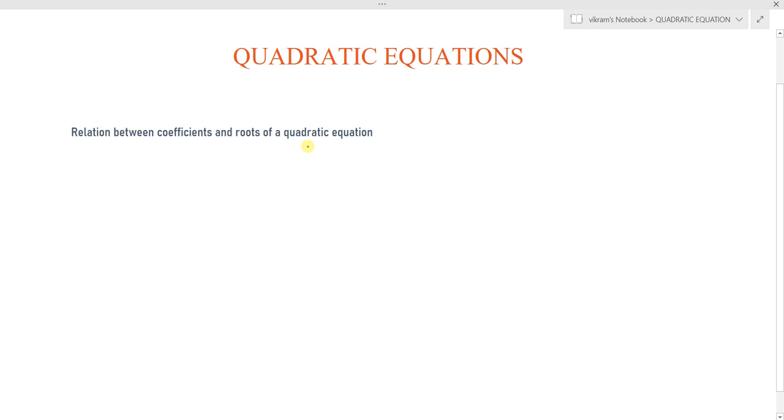In this lecture, we are going to learn about the relationship between the coefficients of the quadratic equation and the roots of the quadratic equation. So consider a general quadratic equation ax square plus bx plus c equals 0, which has the roots x equals minus b plus or minus square root of b square minus 4ac by 2a.